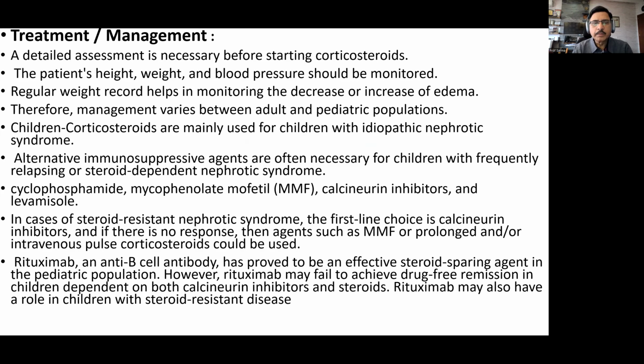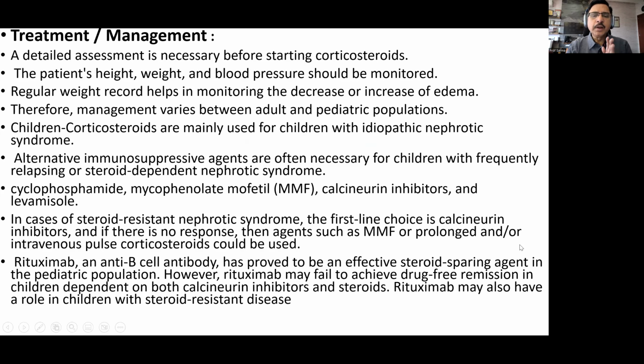In steroid-resistant nephrotic syndrome, the first line of choice is calcineurin inhibitors, such as tacrolimus or cyclosporin, and then agents such as MMF or prolonged or intravenous pulse corticosteroids can be used, sir. And then the anti-B cell antibody rituximab can be used. Now the management includes the following.